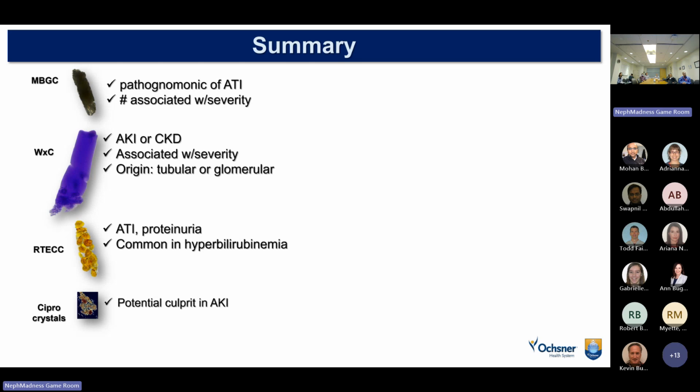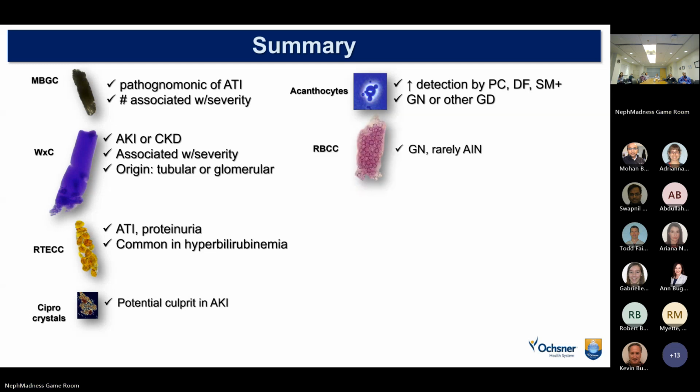That requires further confirmation, but it's important to recognize them. Acanthocytes, better detected by phase contrast or dark field, or the use of Sternheimer-Malbin stain, are an indication of a glomerular nephritis or a glomerular disease. Renal blood cell casts, you're finding in GNs and rarely in AIN.